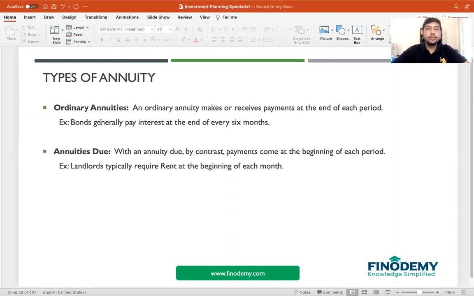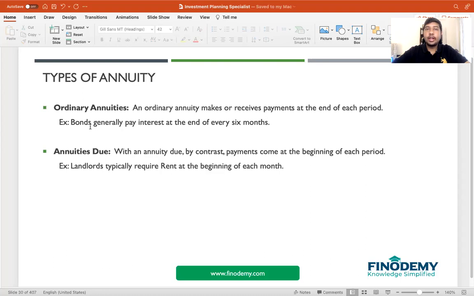The example over here is where, in case you have invested in a bond, the interest that you typically get in a bond is at the end of every period. So if it is an annual coupon paying bond, you will get it at the end of 1 year. If it is a half yearly coupon paying bond, you will get it at the end of 6 months, and so on and so forth. So that is an example of an ordinary annuity.